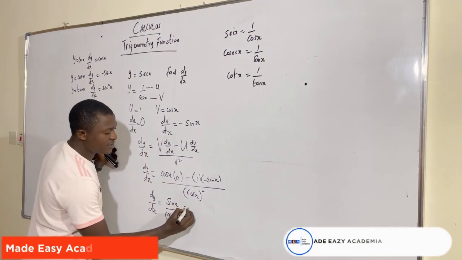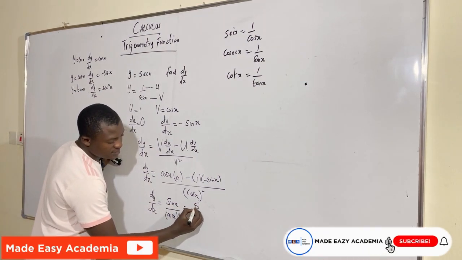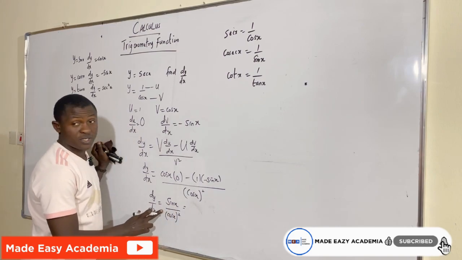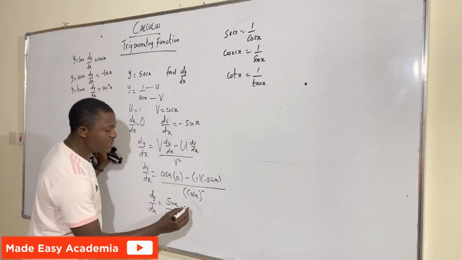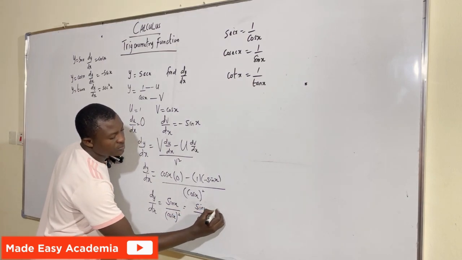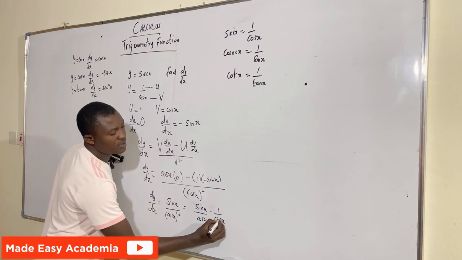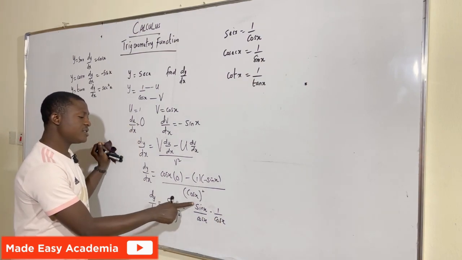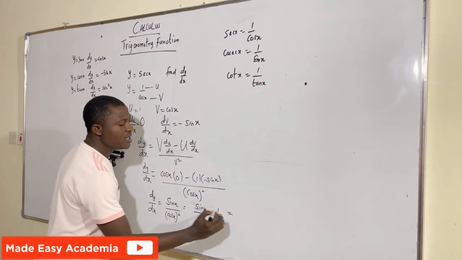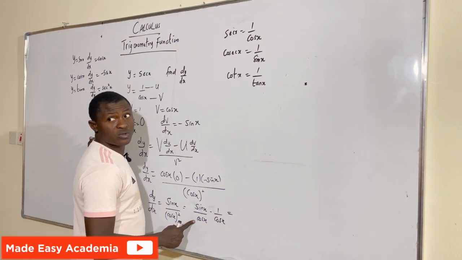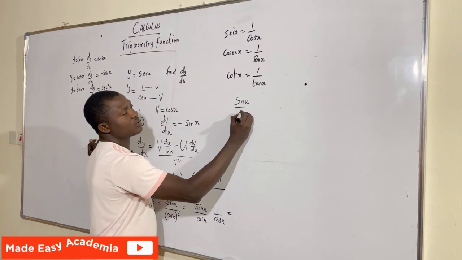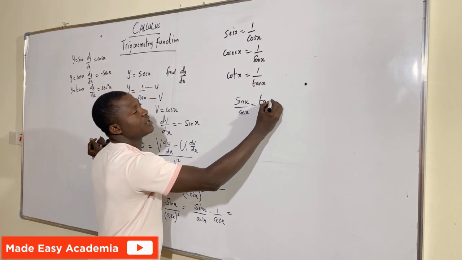So that means here I can write this as, anyhow you like it, I want to break this one into 2. Anyhow you put it, it's still the same thing. I can say this is nothing but sine x over cos x multiplied by 1 over cos x. You get that? The first one, sine x over cos x, then times 1 over cos x. Sine x over cos x, as I told you earlier, is nothing but tan x.